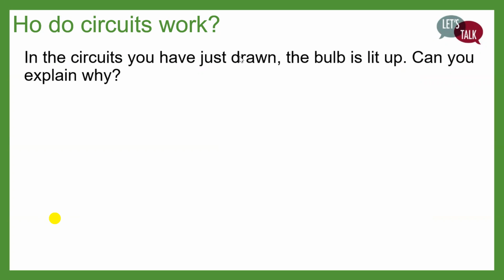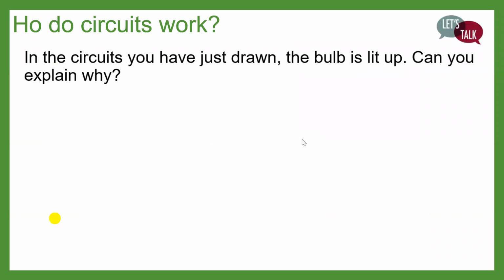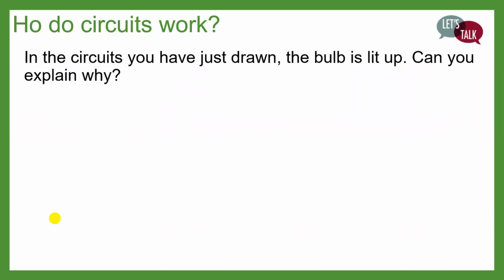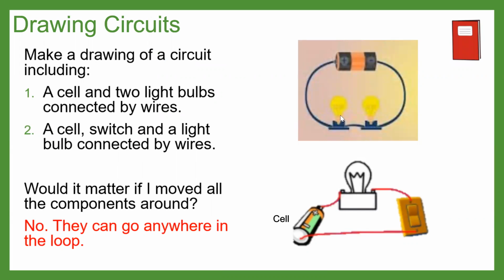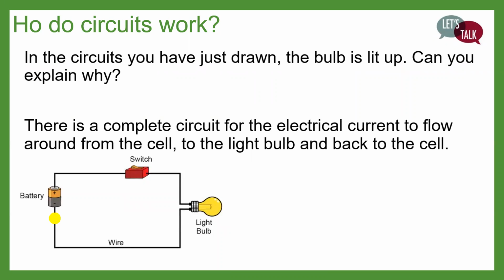The bulb is lit up. Can you explain why? In the circuit that you've drawn, if you've drawn a circuit like this, the bulb would be lit up. Why would the bulb be lit up? Well, the bulb would be lit up because it's a complete circuit for the electrical current to flow from the cell to the bulb and back to the cell. If we have a look back at this, we can see these bulbs would be lit up because that is a complete circuit. Okay, so for that first one, we've got a complete circuit.